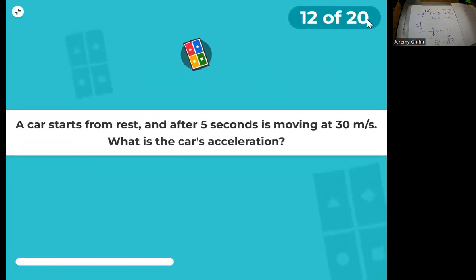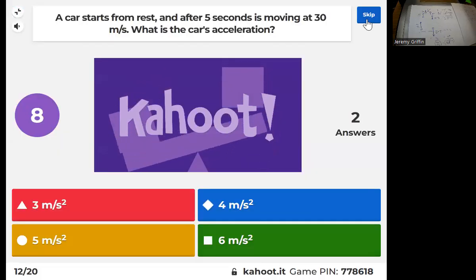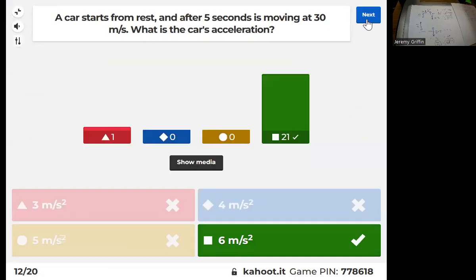Car starts from rest. After 5 seconds it is moving 30 meters per second. What was the acceleration? Yeah, 6 meters per second squared. You say 6 times 5 is 30, right? So 6 meters per second squared, do that for 5 seconds, brings you up to 30 meters per second. That's also the second equation on that green poster: Vf equals v naught plus at. Guys good? All good?